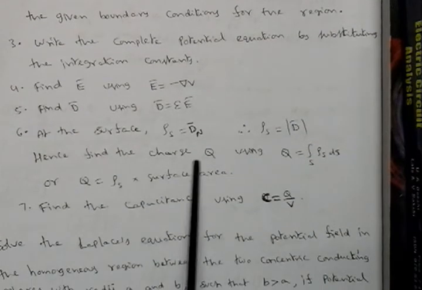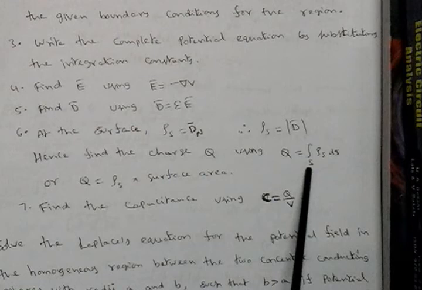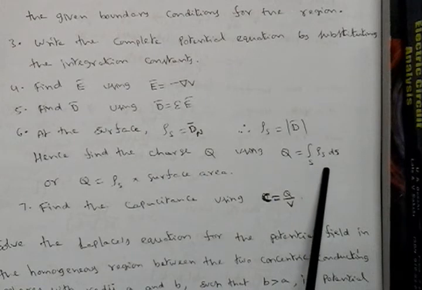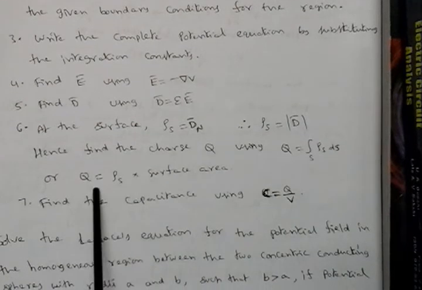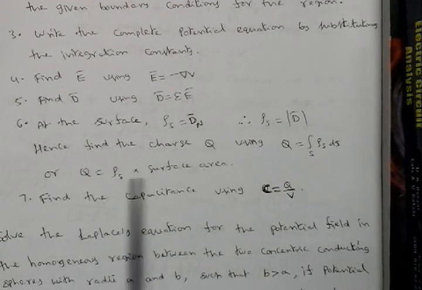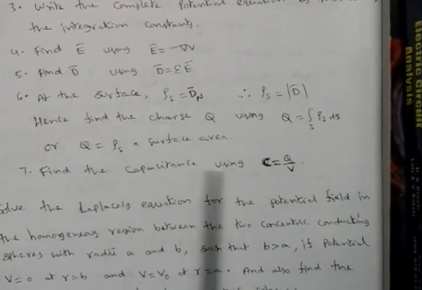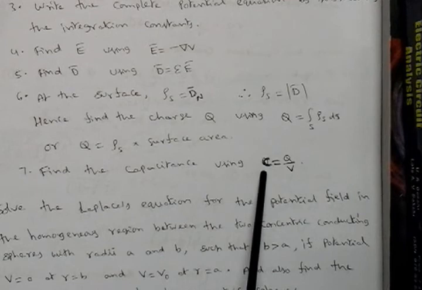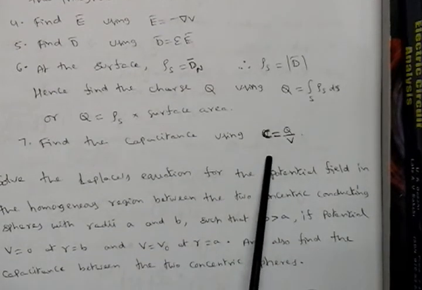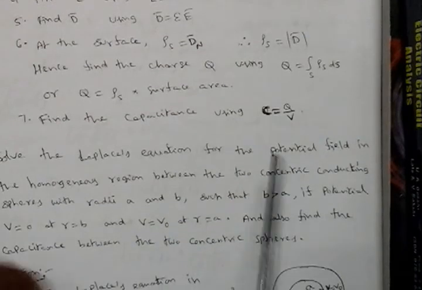Then we can determine the charge Q. Charge Q is equal to surface charge density rho s into dS, or otherwise one more formula is Q is equal to rho s into surface area. Once you know charge Q, then you can determine the capacitance C is equal to Q by V. So now let's see how to determine the capacitance for the given problem.